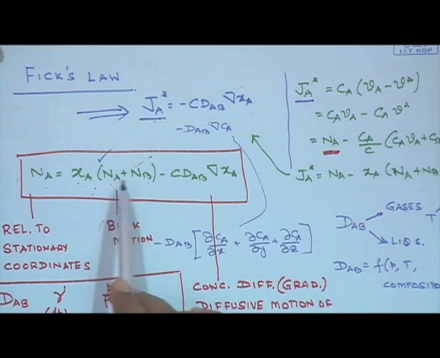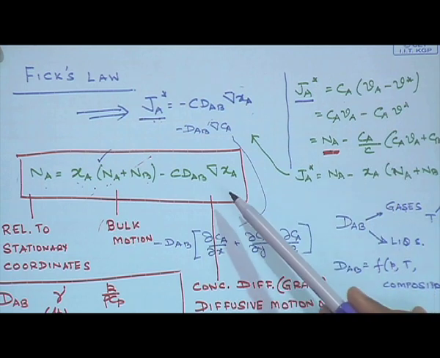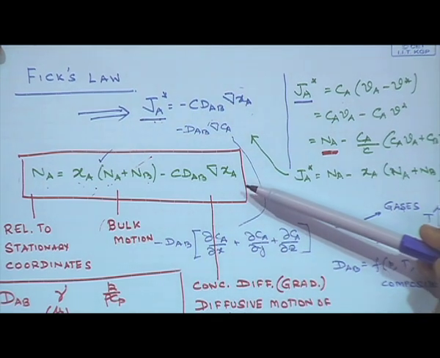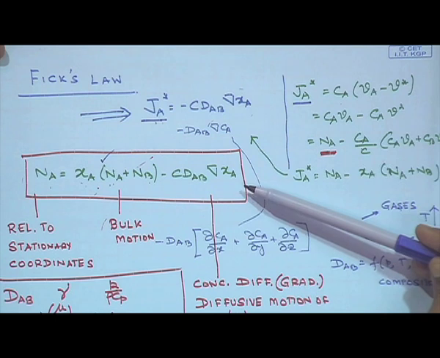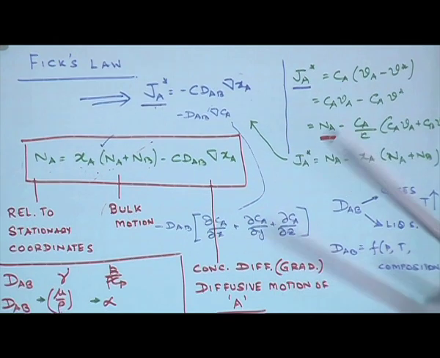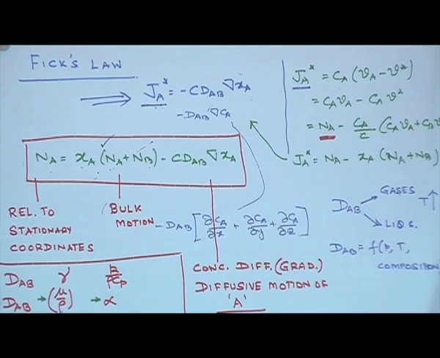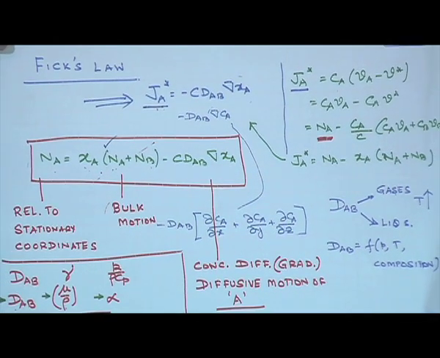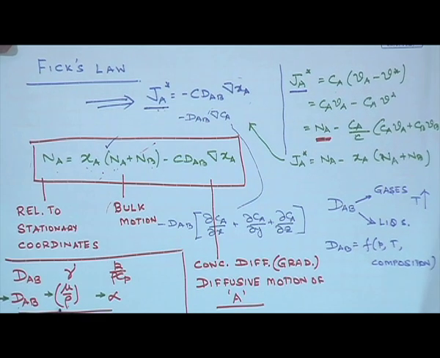N A plus N B are the molar fluxes of component A and that of component B, and we also have a concentration gradient imposed diffusive motion of A in here, and the diffusion coefficient, which has units of meter square per second, is analogous to the other numbers. For example, mu by rho, which is the kinematic viscosity, having the same unit, and the thermal diffusivity K by rho Cp, again having the same unit of meter square per second.